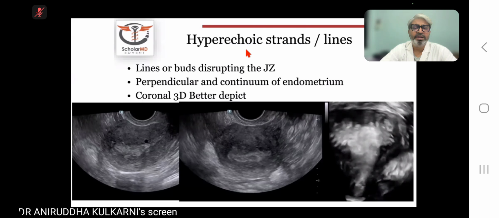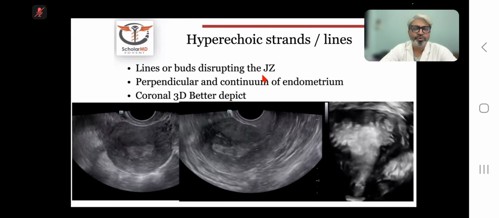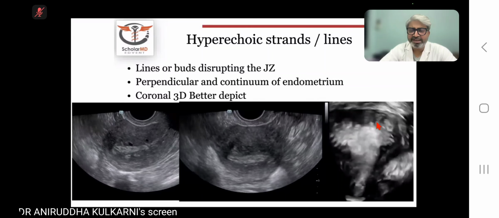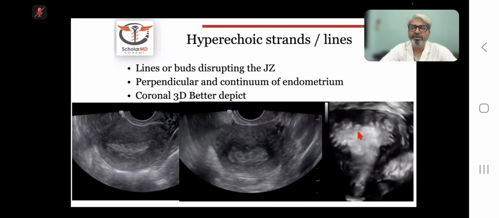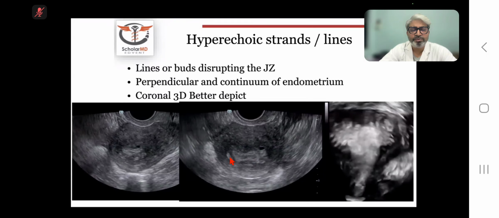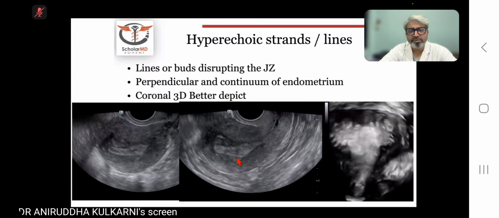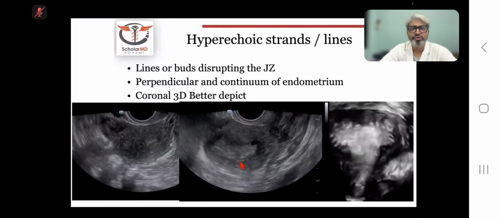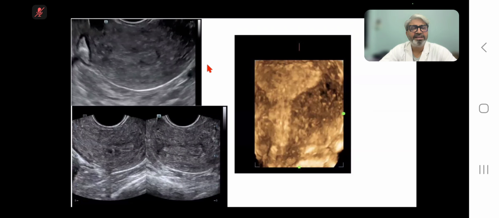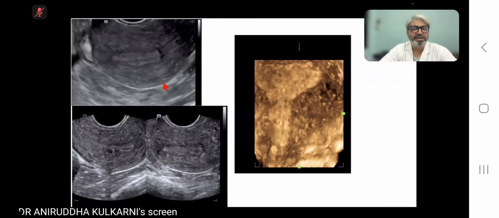Presence of hyperechoic strands or lines or islands is said to be the most specific sign, which disrupts the junctional zone. Usually, they are perpendicular and in continuity with the endometrium. Coronal 3D acquisition can depict those linear striations entering from the endometrium into the endomyometrial junction zone very well. And you can appreciate in this serial loop these echogenic striations as well as small islands situated adjoining the endometrium in an interrupted, irregular, thickened endomyometrial junction zone. On many instances, you will find an inhomogeneous endomyometrial junction zone, which could be interrupted, as in this case, because of uterine adhesions.